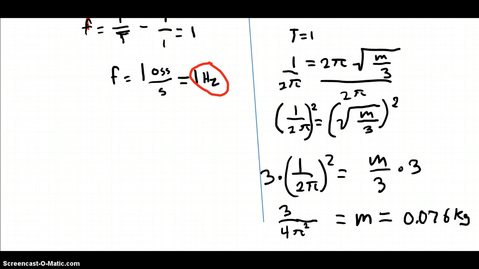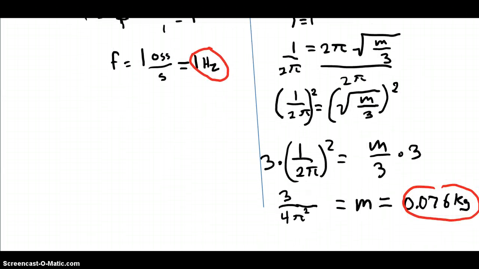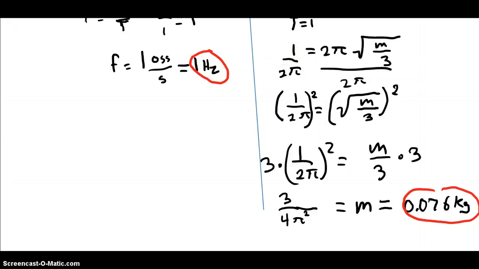Okay, let me recap this real quick. The answer for our second part was 0.076 kilograms. That would solve for the mass in part B. And the first part asked for the frequency, and it was 1 hertz. So that concludes this problem. And make sure to come back for more review later on.